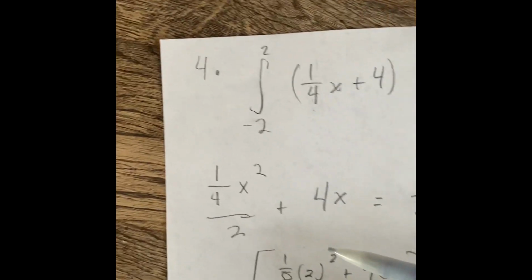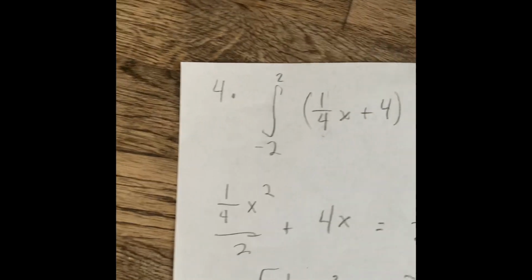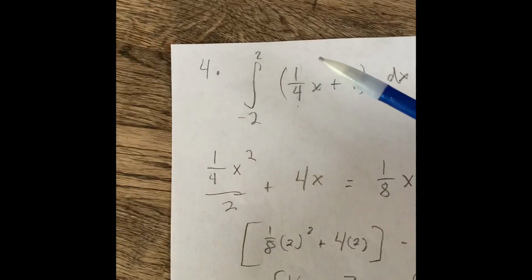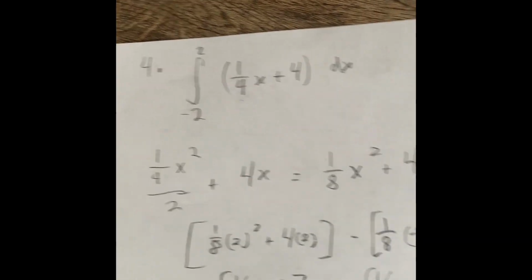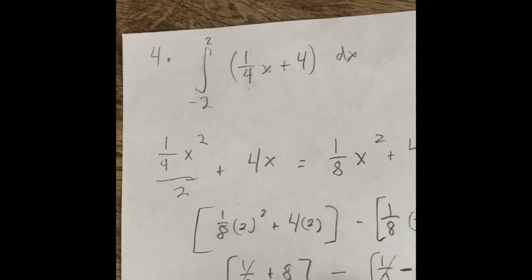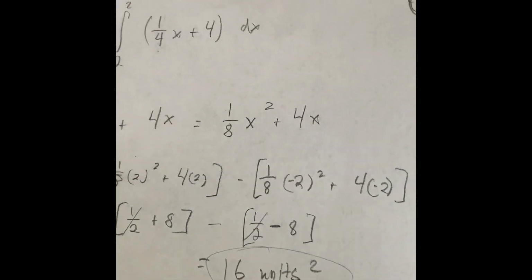And basically what I did was the same thing. I found the antiderivative of the integral's parts, and then I just plugged in my numbers, which were 2 and negative 2. And then I started simplifying. The 1/2s canceled, and I was able to get 8 minus minus, which is plus 8, equals 16 units squared for my final area.